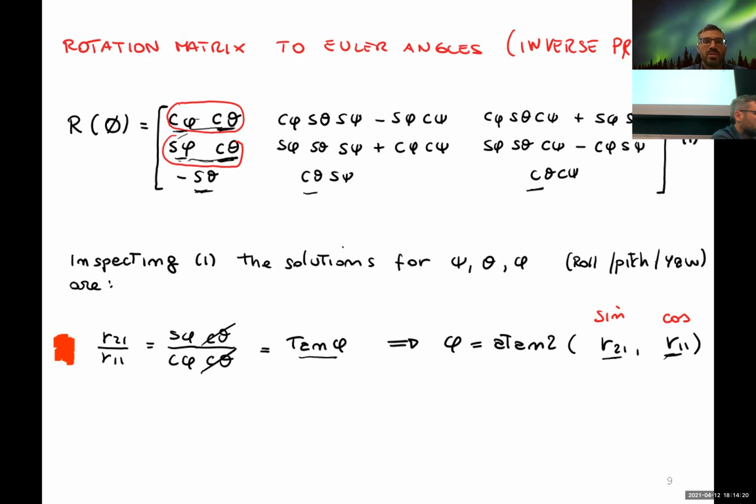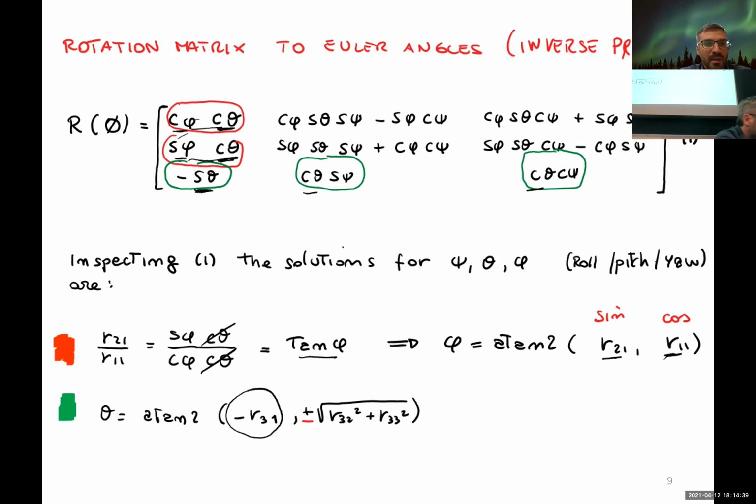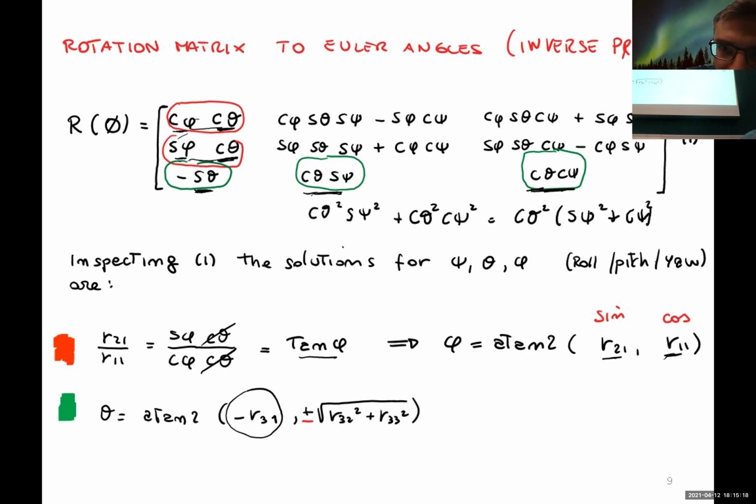Then for theta, we can consider sine of theta here as minus R31, and as a cosine of theta, we can square these two terms, and we sum them, and we collect cosine of theta, and we see that this, from the trigonometry property, is 1. So we get cosine of theta squared. We do take a square root, but here we see the problem with Euler angles. We still have two solutions because of a square root. So we always have a pair of solutions.